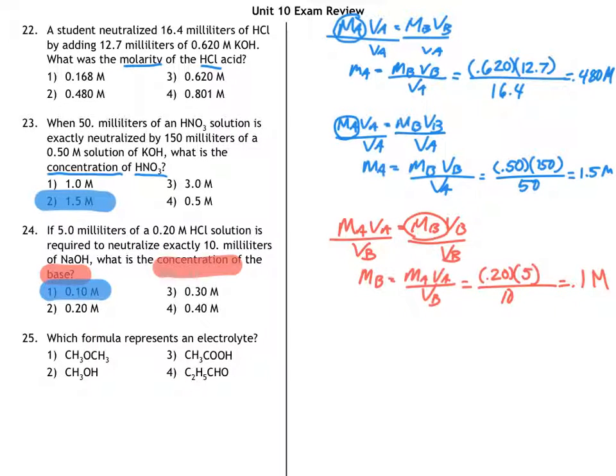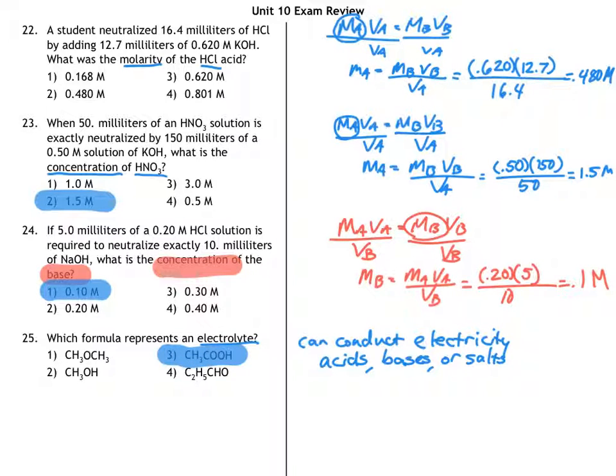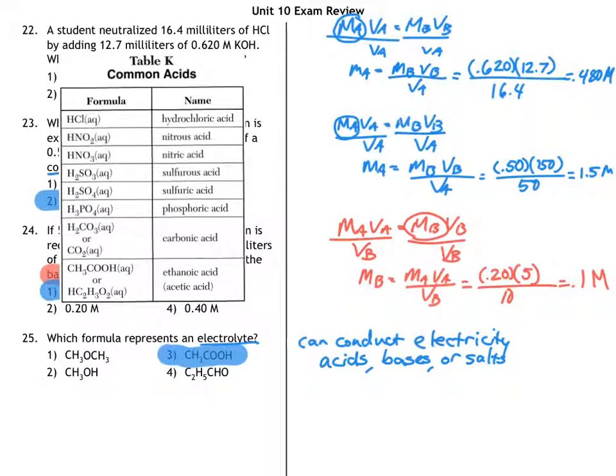And last up is one of the easiest ones, thank gosh. What is an electrolyte? Electrolytes are substances that can conduct electricity in solution. And great electrolytes are either acids, bases, or salts. And of the answer choices that I can see right here, the only one that meets any of those requirements is CH3COOH. You can even see it here on Table K. It's called ethanoic acid or acetic acid, and it is an acid and an electrolyte.